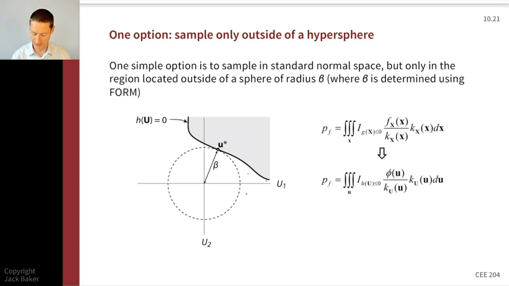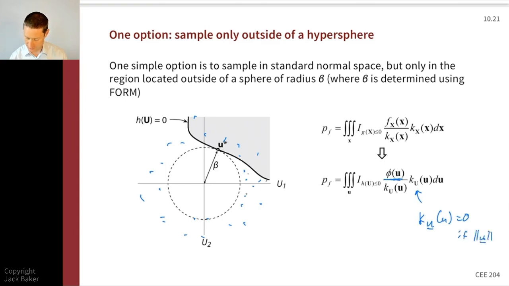So our sampling points would be scattered in U space, and we wouldn't worry about which direction to go, but we wouldn't have any samples inside the radius beta, okay? So when we transform to U space, the true distribution would be the standard normal PDF. And then the sampling distribution would be some distribution where the PDF is equal to 0 if the norm of U is less than beta, all right? So we could take a standard normal PDF and just cut the hole out of the middle of it, or we could come up with some other distribution. So that would be one idea.